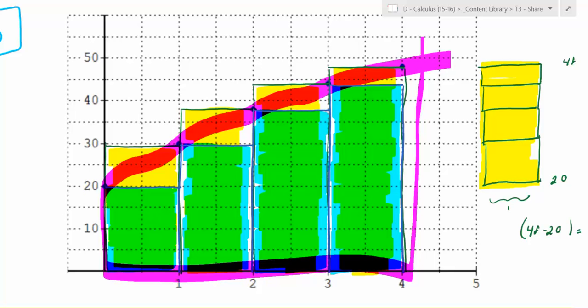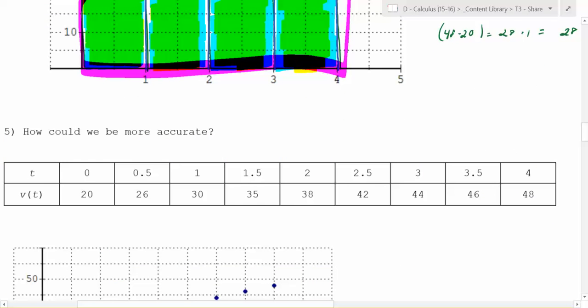So what does this look like mathematically? You take more rectangles, right? This is the same data. Look, here's 0, 20; 1, 30; 2, 38; 3, 44; 4, 48. So theoretically, if you wanted to do the left hand, what's the new distance? What's the new delta in time? 0.5. So if we wanted to do the left hand, it would be 0.5 times 20, 0.5 times 26. So 0.5 times this, and this, and that. And then if you wanted to do the right hand, what would you do? 26, 30, 35, 38, 42, 44, 46, 48.